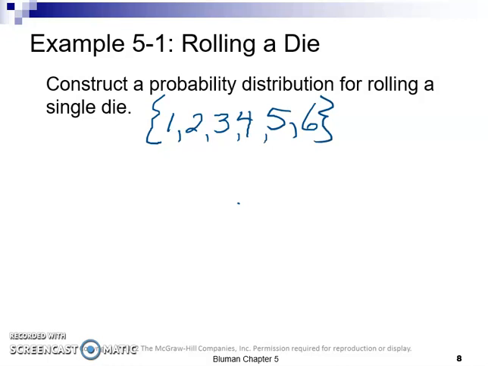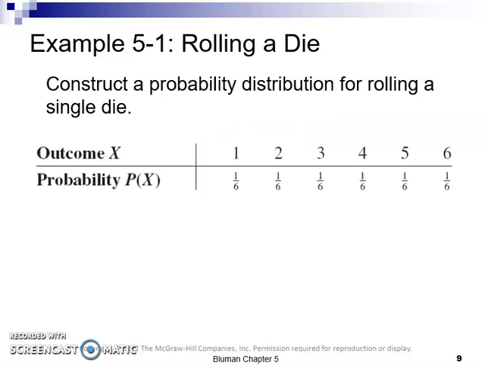And then I need to think about, what's the probability that I roll a 1? What's the probability I roll a 2? So my probability distribution looks like this. To roll a 1 occurs 1/6 of the time. To roll a 2 is 1 out of 6. Probability of rolling a 3 is 1 out of 6, and so on. So that's my probability distribution for rolling a single die.